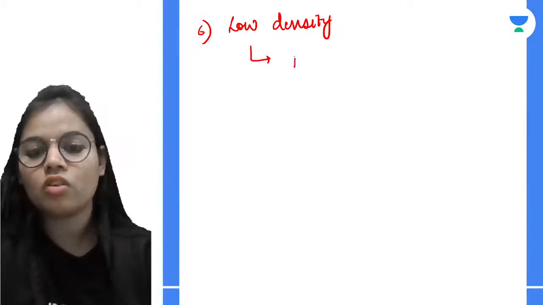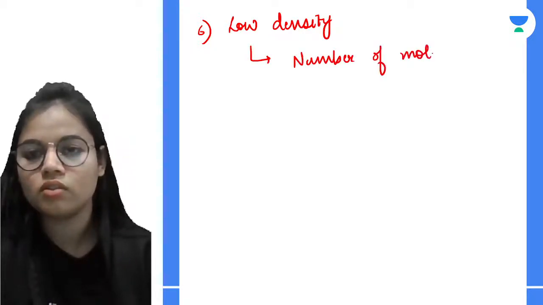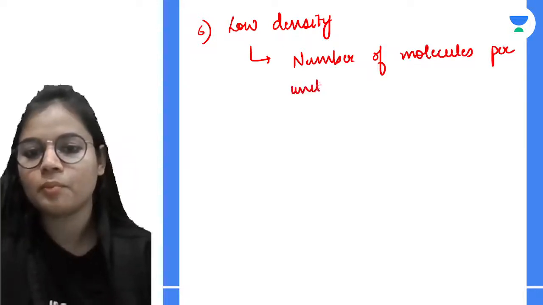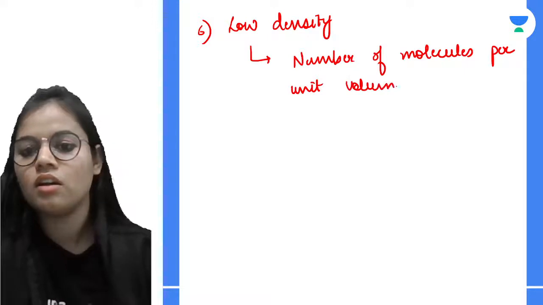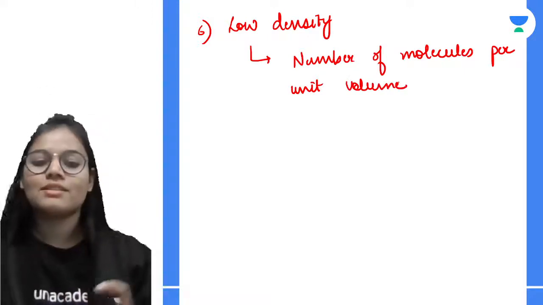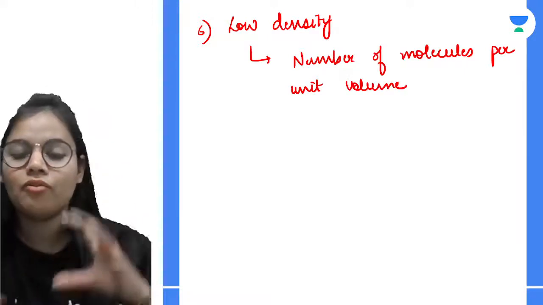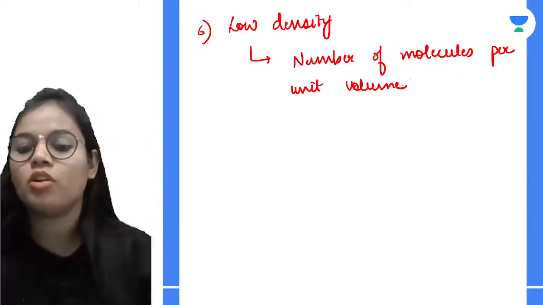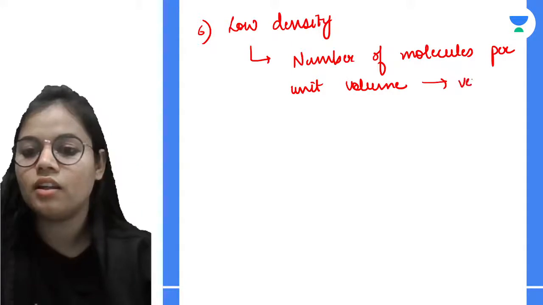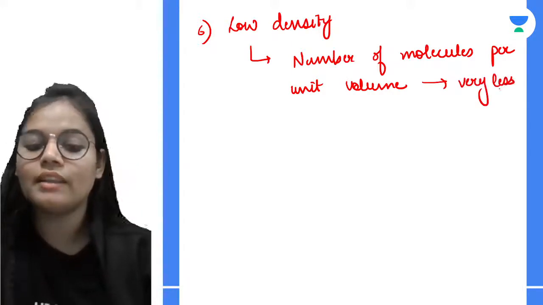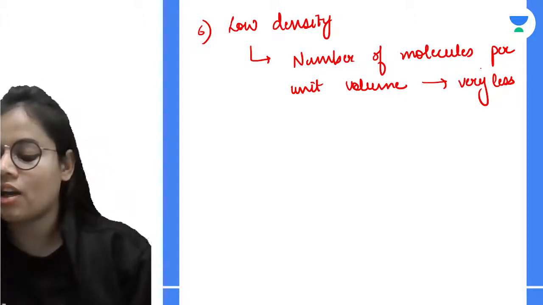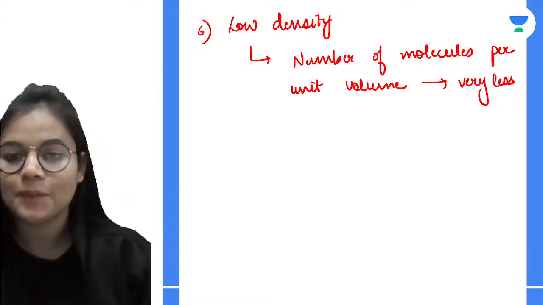Next, we learned that gases have low density. Now if I talk about the number of molecules per unit volume of gas, we learned that the particles of gases are spread far apart, which means in any unit volume, the number of molecules will be very less. That means gases have large interparticle space, which accounts for their low density.